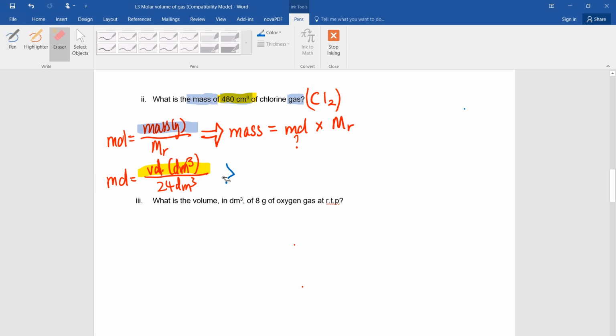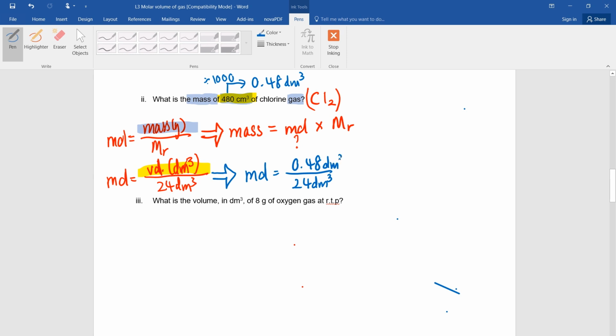Sorry, the arrow will be ugly. You can find out the number of moles. So, the mole of the chlorine gas is equivalent to 480 cm3 of chlorine gas right now. So you can use this volume and divide it by 24 dm3. Okay, but of course we have to change this into dm3. How do we change it into dm3? You divide it by 1000 and you end up with 0.48 dm3. So 0.48 dm3 divided by 24 dm3 will give you the number of moles. And that's equivalent to 0.02 mole.